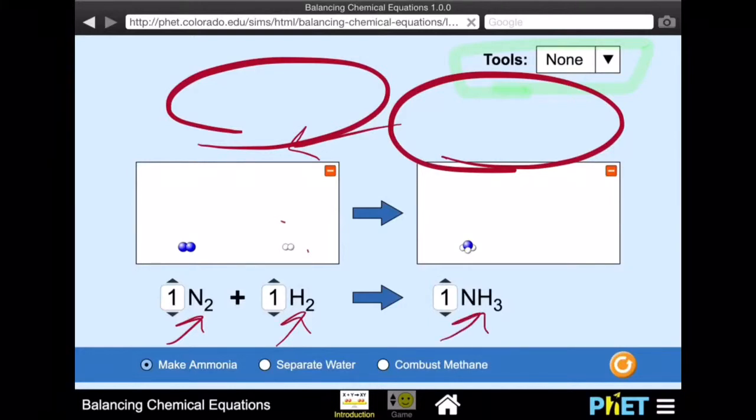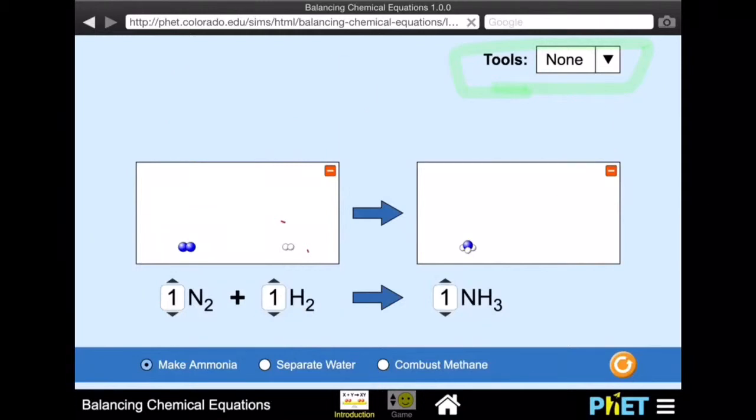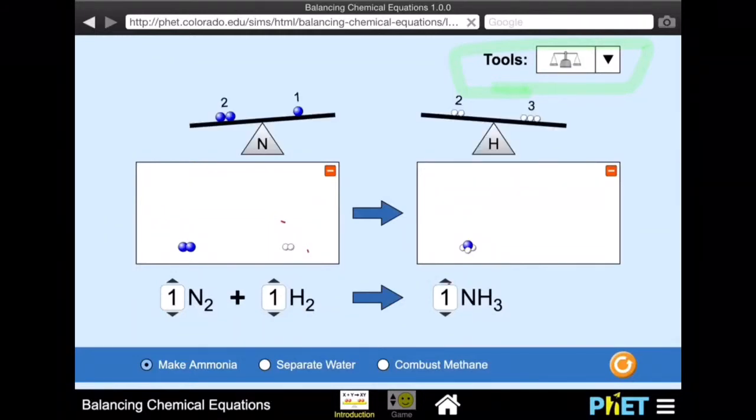But the problem is I have more nitrogen on the left than I have on the right. So where do I have to add nitrogen? On the right-hand side. So I go ahead and I increase the NH3 to 2. Okay? Like so. Okay, is my nitrogen good? Yeah! What about my hydrogen? Okay. You have to step it up.